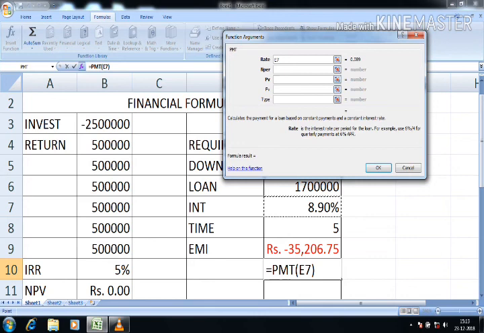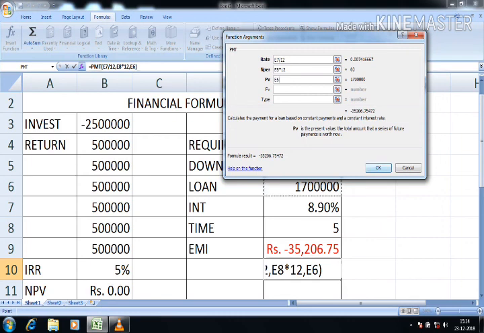Now first the rate of interest is coming. I select the rate of interest, but it should be divided by 12 because the rate of interest should be per month. Next, NPER, that is our time period. You can directly write 60 because 5 multiplied by 12 is 60, or you can select the cell multiplied by 12. Now the PV, that is the present value, that is the loan amount I have to give.